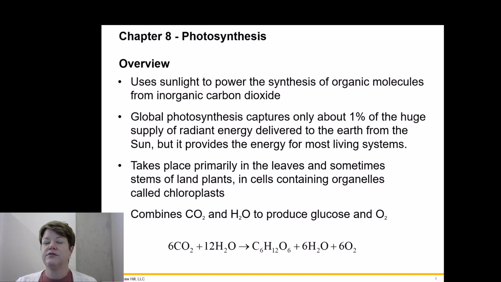Primarily, the photosynthesis takes place in the leaves, sometimes the stems of land plants. There are also algae, which are not considered plants, but they are close relatives of plants. So in the ocean, you have algae that are able to do photosynthesis. And the particular organelle involved in photosynthesis is called the chloroplast. So plant cells have chloroplasts, algae have chloroplasts, if they are green algae anyway.